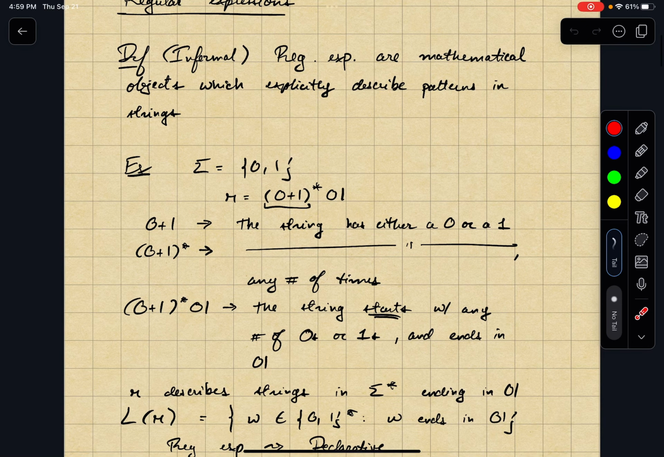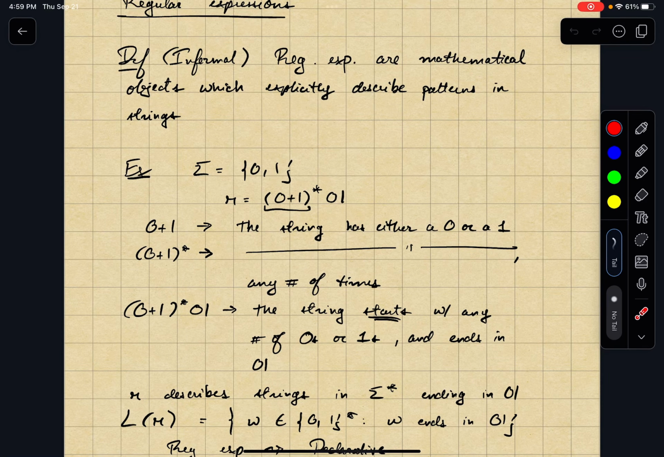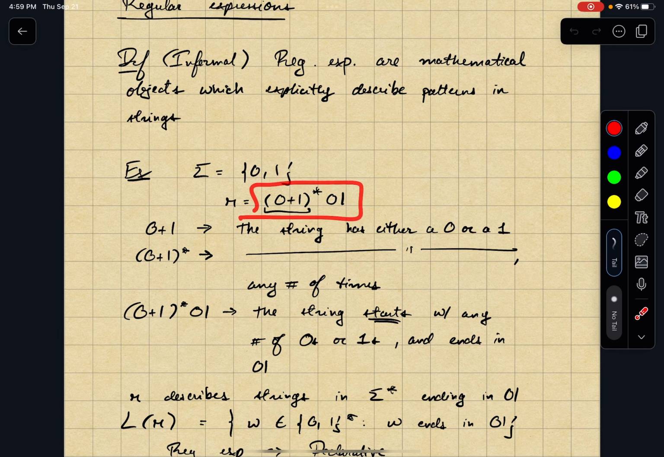So for instance, in this first example here, I had the alphabet 0, 1, and the regular expression I had was (0 or 1)* (0 or 1). Okay, and so you'll notice that instead of saying this plus here, I'm going to say or, and you'll see why that makes sense in a few pages where I formally define what each of these regular expression operators mean. But for now, let's just look at the intuitive idea of what this regular expression is saying, what pattern it's describing, by breaking it down case by case.